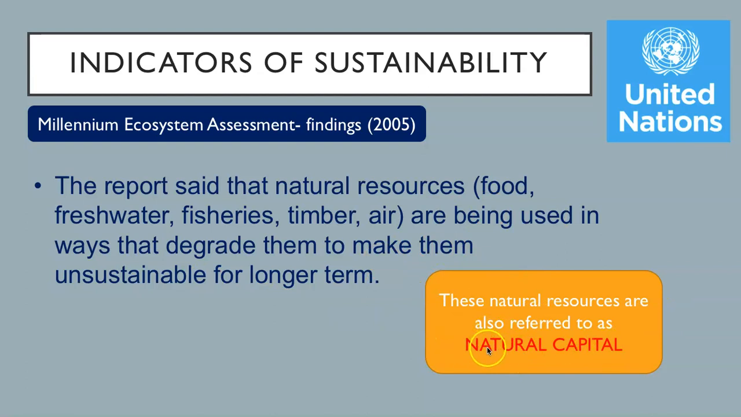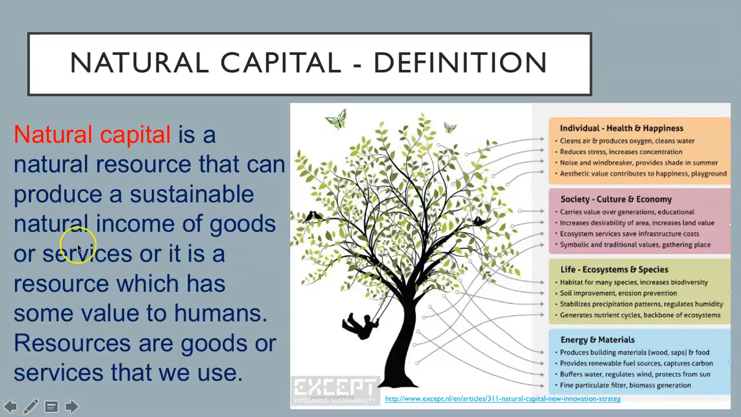These natural resources are also referred to as natural capital, and this is how we will refer to them in ESS. Natural capital is a natural resource that can produce a sustainable natural income of goods or services, or it is a resource which has some value to humans. Resources are goods or services that we use. For example, a tree is a natural resource that can produce a sustainable natural income of goods and services, such as cleaning the air and producing oxygen, providing a shield from noise and wind, increasing land value, improving the soil. It can also provide building materials and energy. If a tree is planted for every tree harvested, then it is a sustainable natural income. Stop the movie and read through all the goods and services provided by trees.